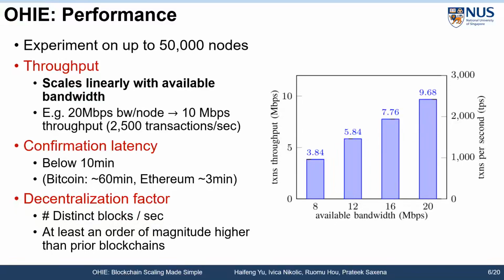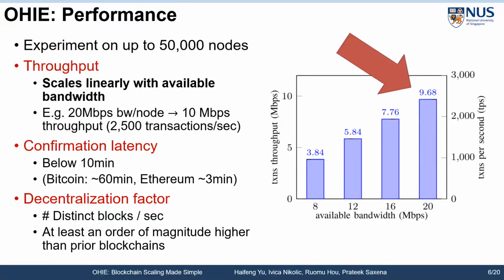Specifically, our evaluation shows that OHIE throughput scales linearly with available bandwidth, as shown in the figure. For example, under 20 megabit per second per node bandwidth, OHIE achieves about 10 megabit per second throughput. This translates to about 2,500 transactions per second, assuming 500 byte average transaction size as in Bitcoin. Such throughput is comparable or better than state-of-the-art permissionless blockchains under similar settings.